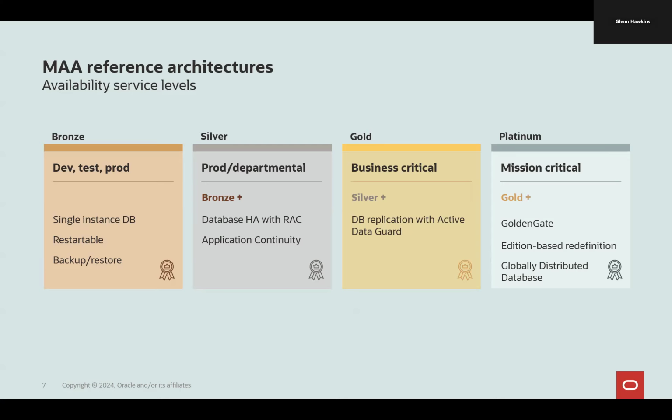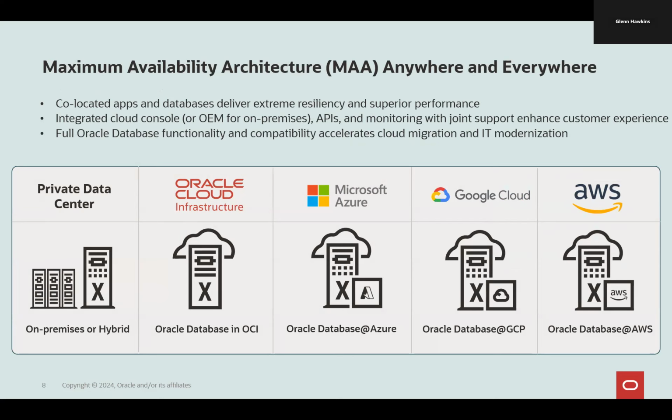One thing I want to mention is we really have MAA anywhere and everywhere now. I realize that there are some limitations in the federal space as far as our rollout of these things. But if you came to CloudWorld, we talked to a lot of customers, a lot of them in the public sector, about these new offerings that we have with Azure, Google, and now AWS, which we announced at CloudWorld, where we're actually running Exadata within these systems.